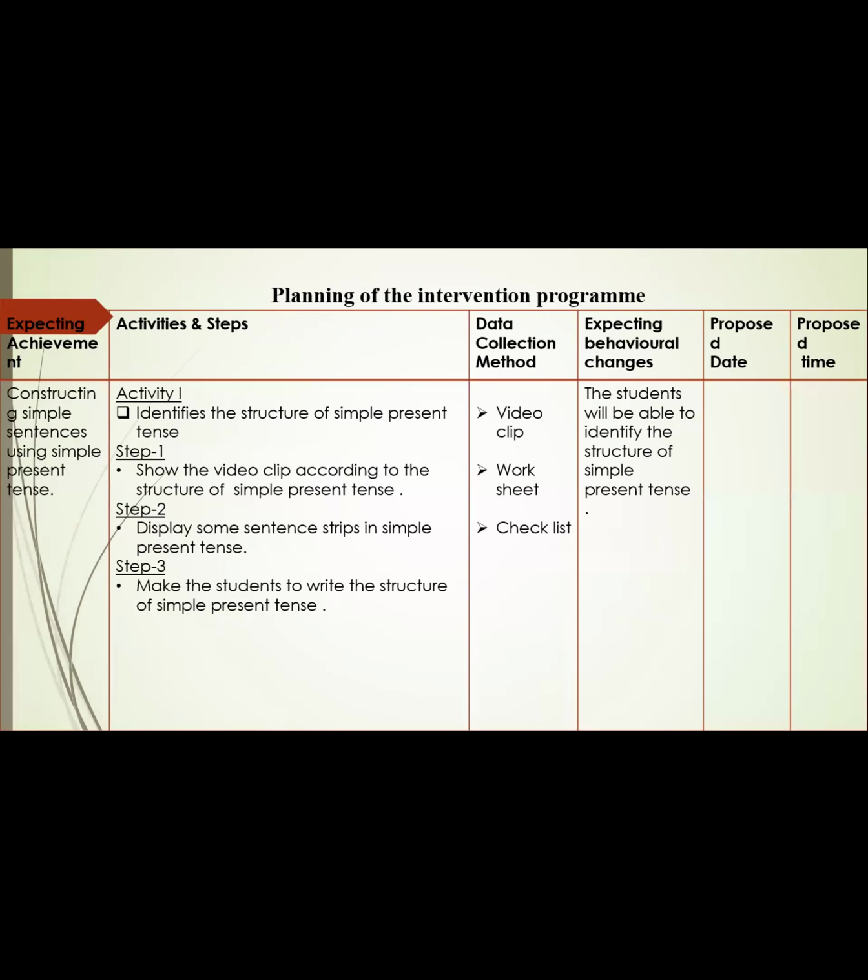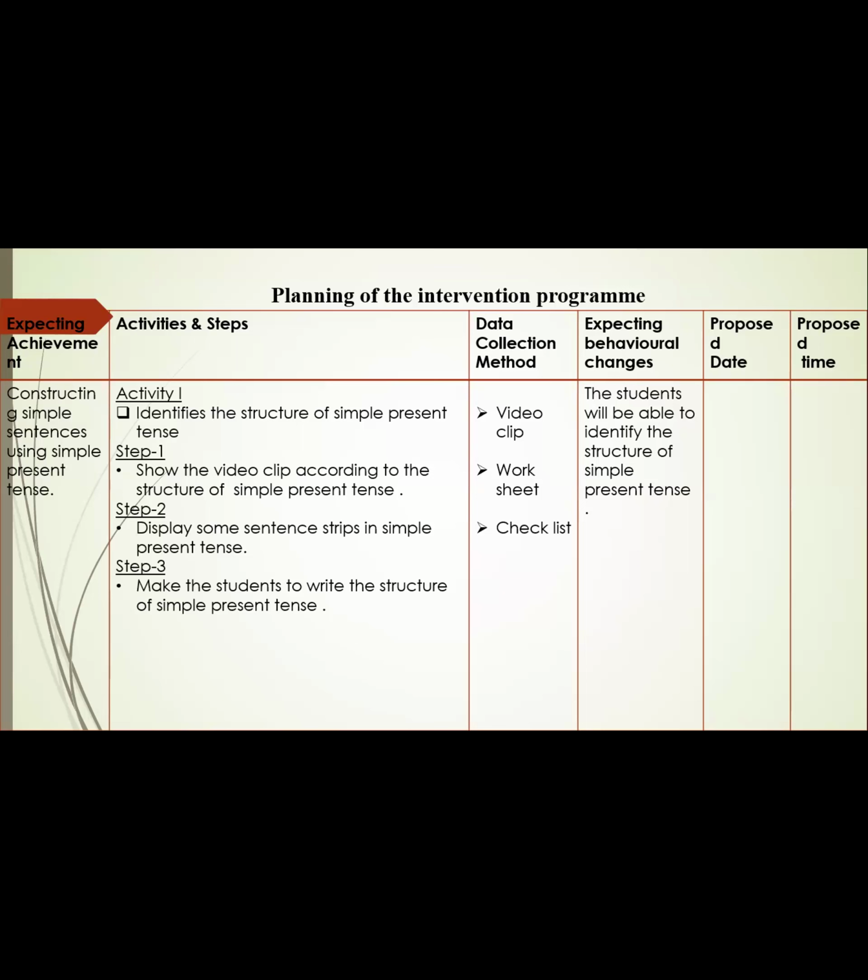Planning of the intervention program, expecting achievement: constructing simple sentences using simple present tense. Activities. Activity 1: identify the structure of simple present tense. Step 1, show the video clip according to the structure of simple present tense. Step 2, display some sentence strips in simple present tense. Step 3, make the students write the structure of simple present tense. Data collection method: video clips, worksheet, and checklist.